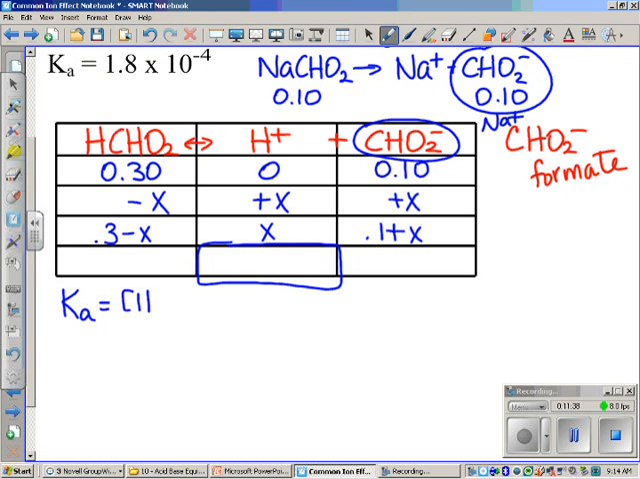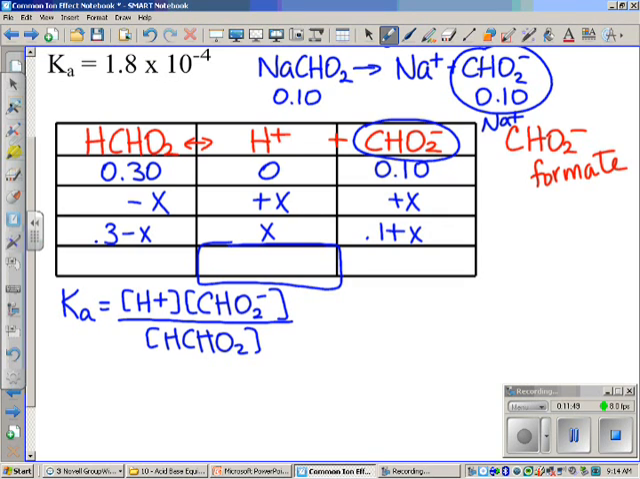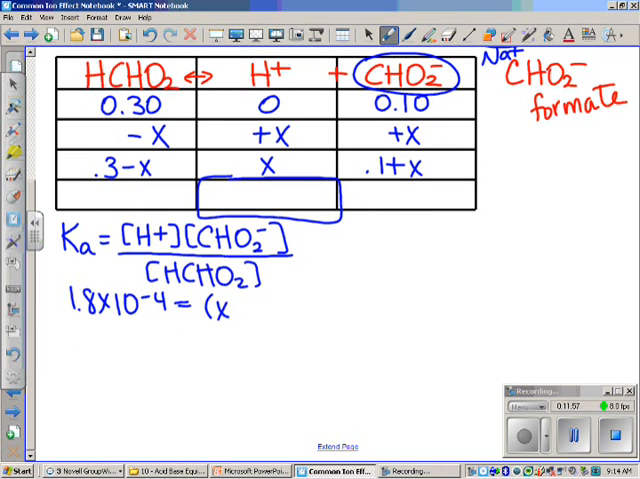Now they also have given us in the problem the Ka value. So I'm going to write Ka equals the concentration of H+ times the concentration of CHO2- all over the concentration of HCHO2. My Ka was 1.8 times 10 to the -4th. Okay, so we're going to use our trick on this one. We're going to call this x. This is going to be 0.1 minus x. No, we said plus x. And then over here is going to be 0.3 minus x.